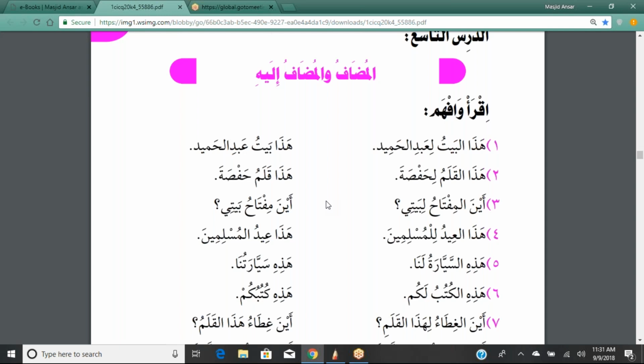But what if I said, هذا مفتاح البيت? It's the key of the house, in general. نعم, the key of the house. هذا مفتاح بيتك. هذا مفتاح بيتنا. It's the key of our house. نعم. طيب. So now we're getting closer to the possession.